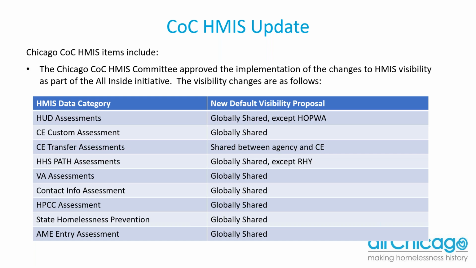The Health and Human Services path assessments will be globally shared except the youth assessments. VA assessments will be globally shared. The contact information, that new assessment that we put in place, will be globally shared. The homeless prevention call center assessment will be globally shared. State homelessness prevention project assessments will be globally shared. And the accelerated moving event entry assessment will also be globally shared. Any questions so far on this batch? We have 2 more slides to go, just as a heads up, or maybe 1 more slide.